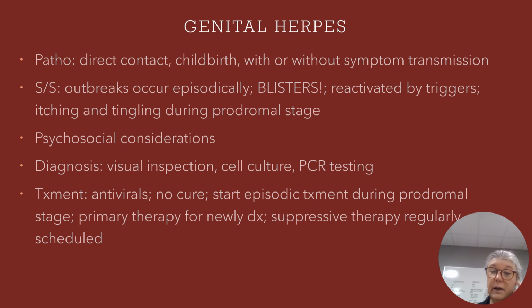So let's see. Outbreaks can occur episodically. The primary or initial outbreak is usually your most severe outbreak, and then your subsequent outbreaks tend to be a little bit lesser. It forms as a blister, it ruptures, and then you end up with an ulcer. The ulcer can last 2 to 4 weeks if untreated.